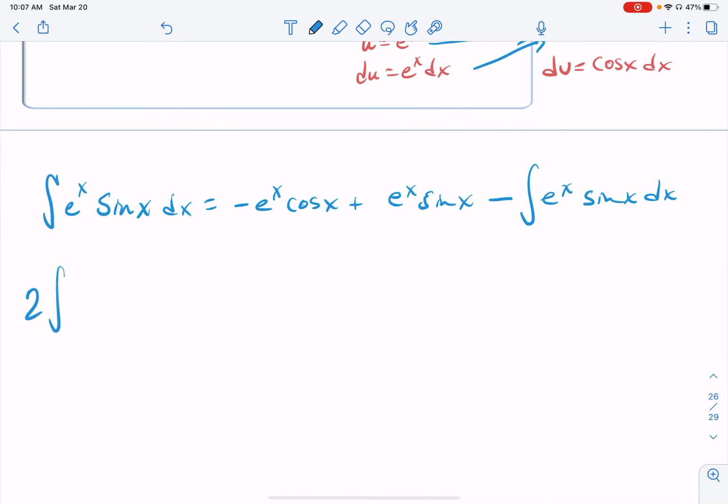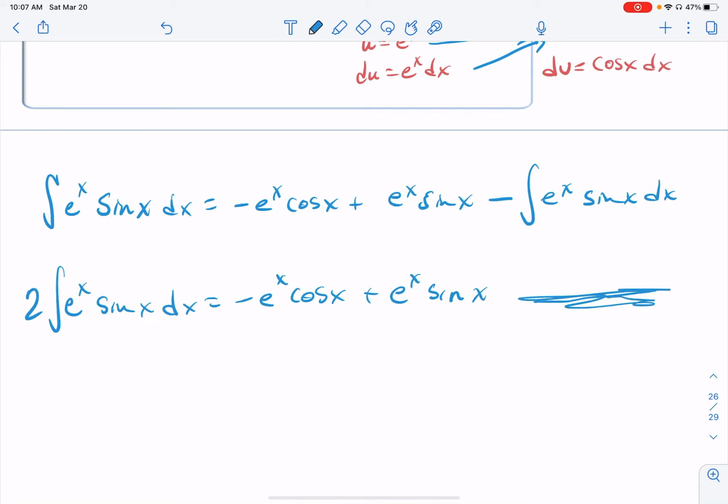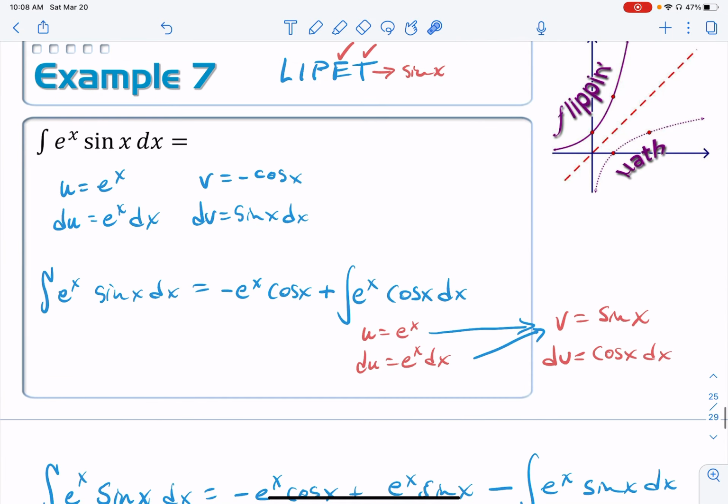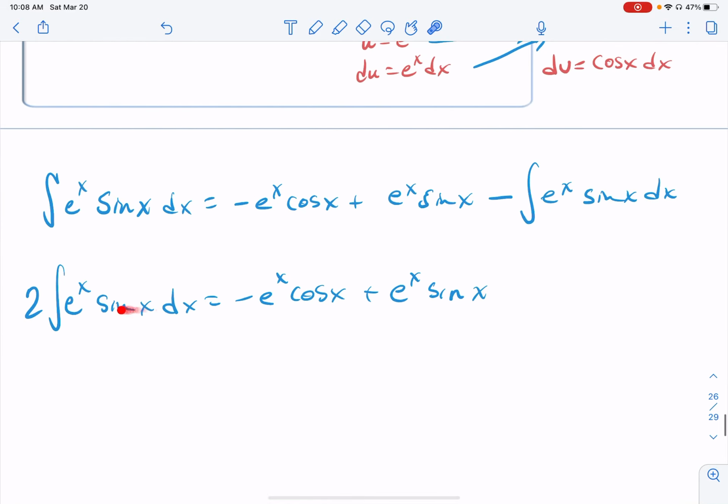You probably think, well, how does that help me? Let's see. We have 2 times the integral of e to the x sine x dx is equal to negative e to the x cosine x plus e to the x sine x. And notice that there's no more integral over here. It's all gone because we added it to the other side. And if I wanted to solve for the original antiderivative of e to the x sine x with respect to x, all I have to do is divide by 2.